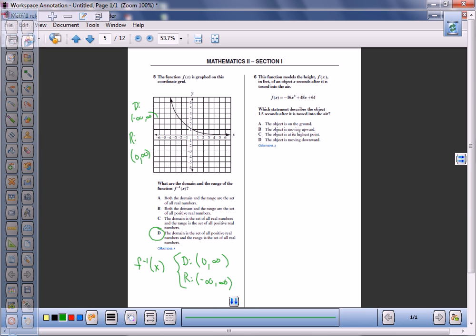Okay, let's take a look at number 6 and see how we did on number 6. What did you guys get? C. Any questions about number 6? No, we're good. All right, let's close out of there.